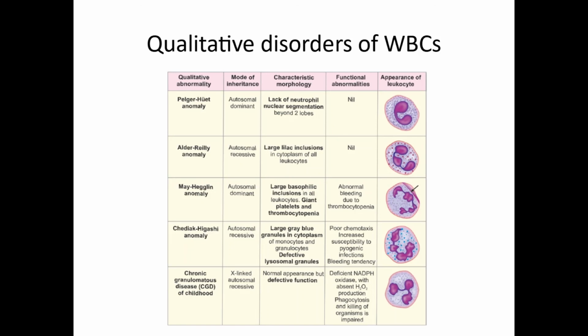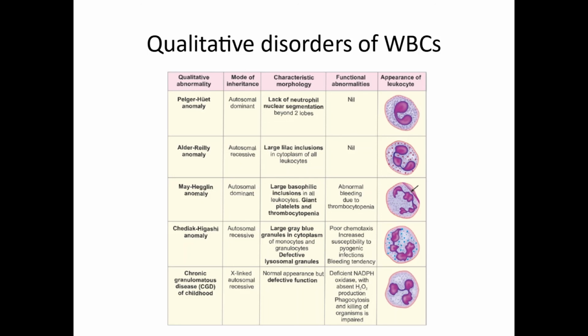Coming to the last part of discussion, which is qualitative disorders of WBCs. Just if you remember the names of all these qualitative disorders, I think it should be more than enough. The first qualitative abnormality is Pelger-Huet anomaly. There are no functional implications as such, that is, the function of neutrophils is not affected in Pelger-Huet anomaly, just the appearance is altered. Neutrophils in Pelger-Huet anomaly will have only two lobes. Generally, normal neutrophils will have usually three lobes, right? Here it will be only two.